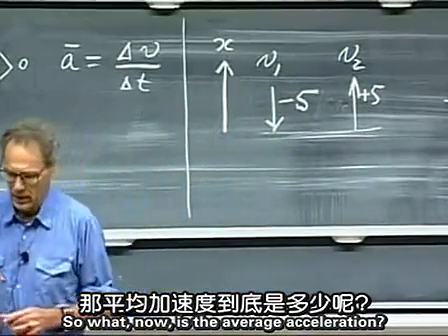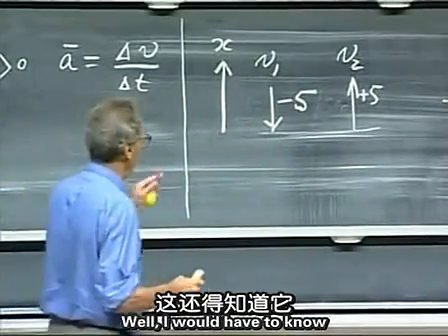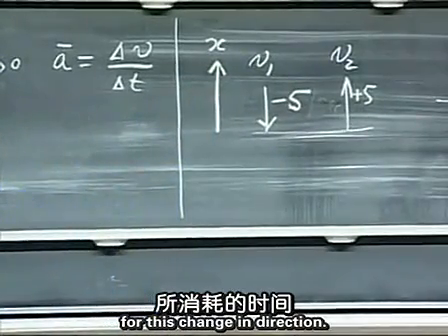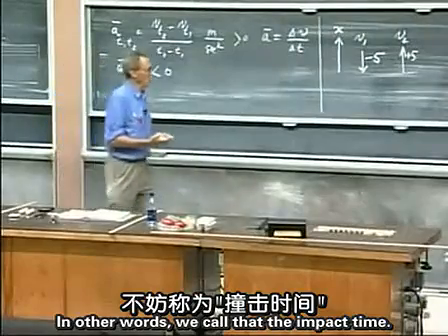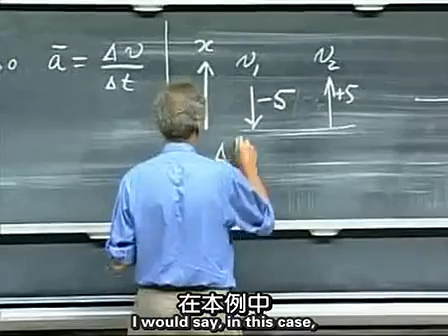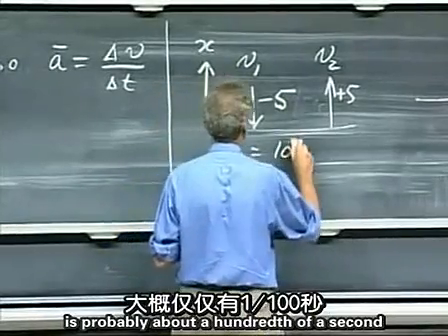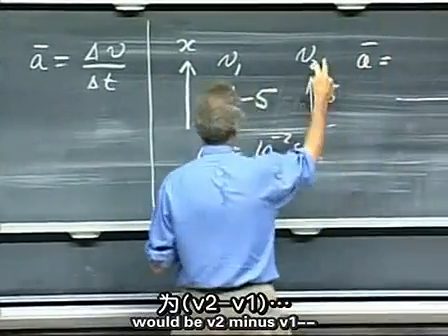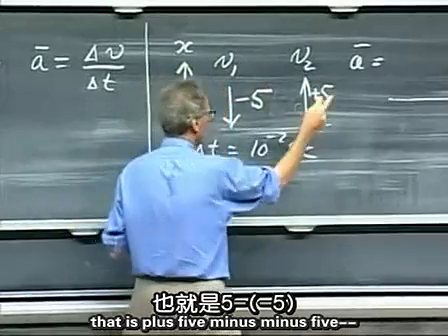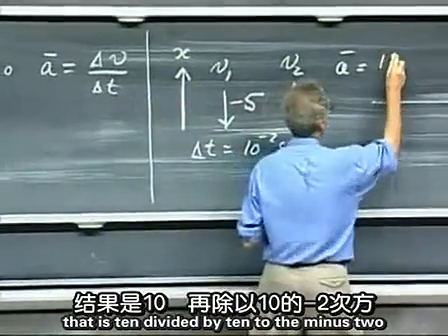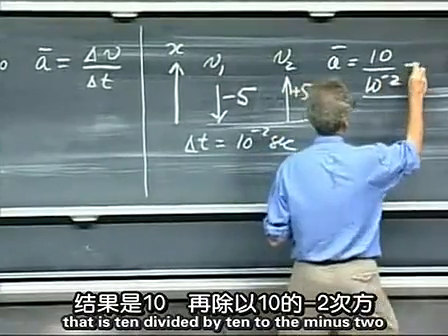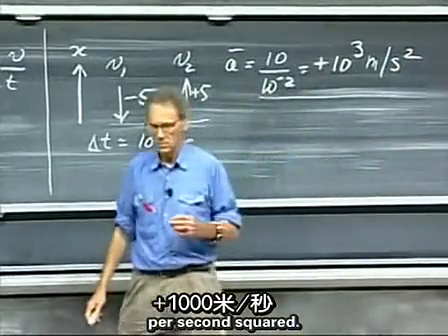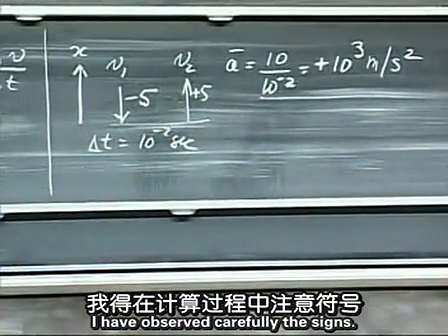So what now is the average acceleration? Well, I would have to know the time that it takes for this change in direction. In other words, we call that the impact time. I would say in this case the impact time delta t is probably about a hundredth of a second. And so my average acceleration would be v2 minus v1, that is plus 5 minus minus 5, that is 10, divided by 10 to the minus 2, and that is plus 1,000 meters per second squared. I have observed carefully the signs.